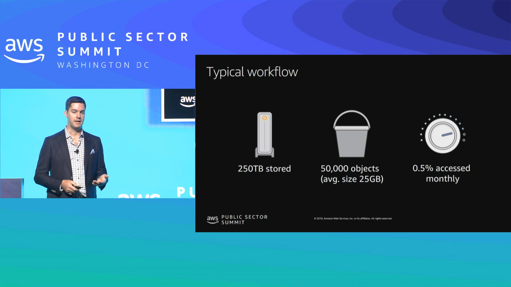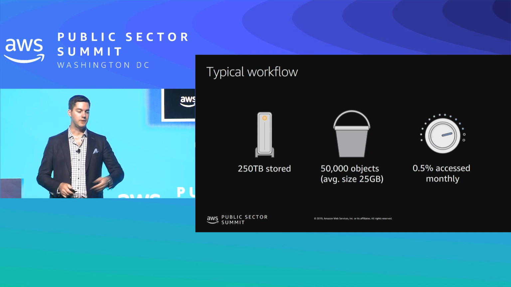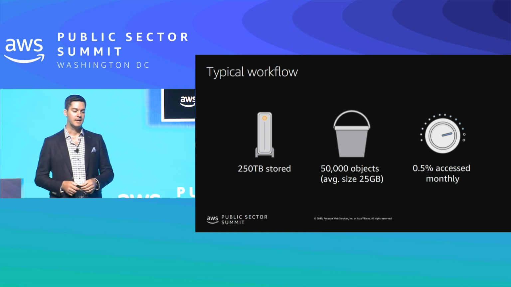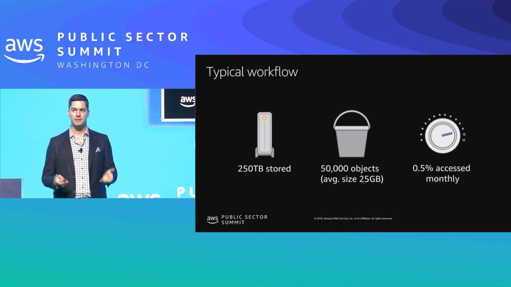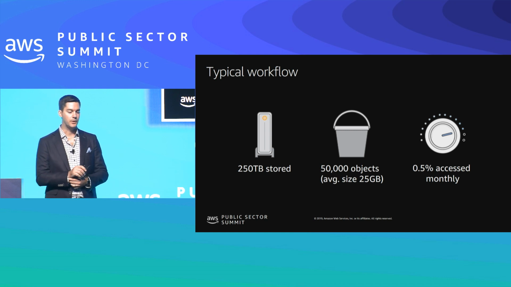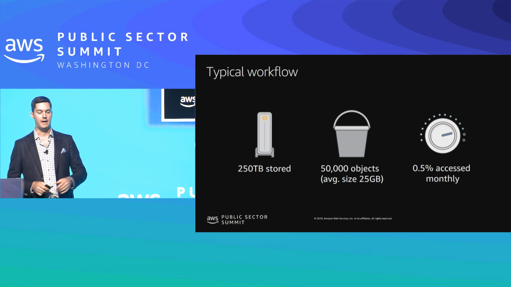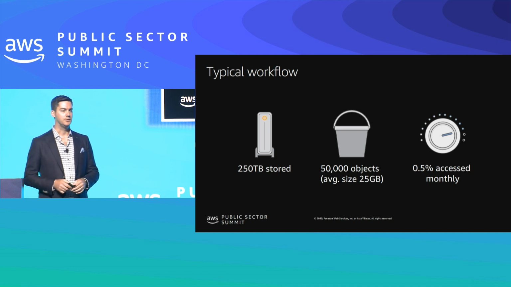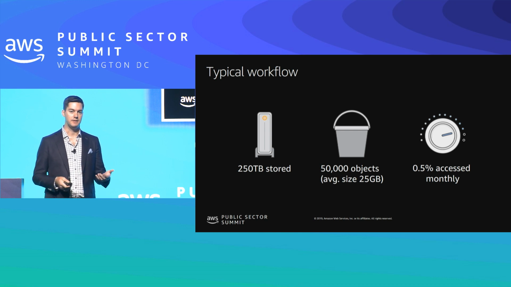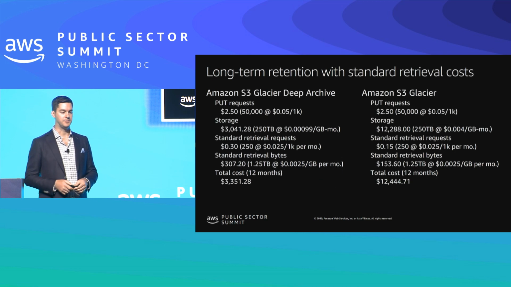So to walk through that with a real example, let's talk about a typical workflow. So you've got 250 terabytes that you'd like to put onto S3. It's 50,000 objects. So these are big files. Maybe they're media files, maybe they're clustered satellite images, or who knows. But we'll call it 25 gigabytes on average, and very low access, less than 0.5% a month. So this is a perfect workload for Glacier or for Deep Archive, because you're not touching most of it, and you can get what you need using one of our restore options.